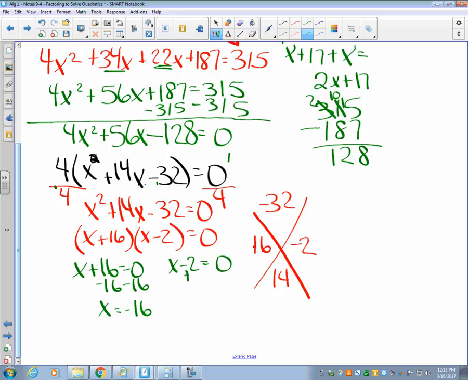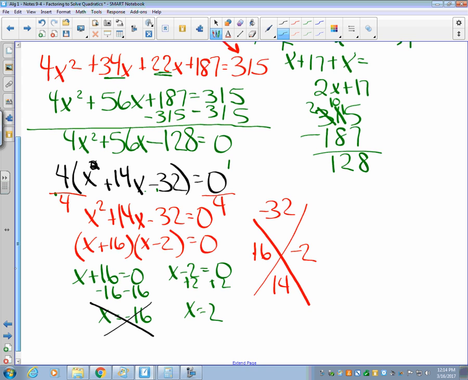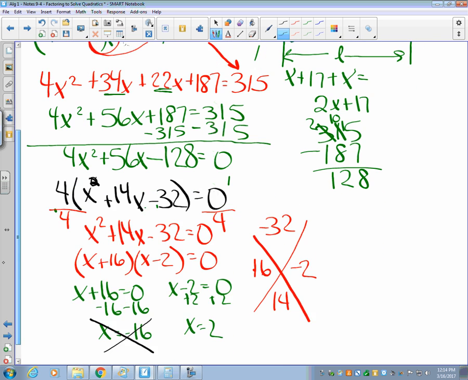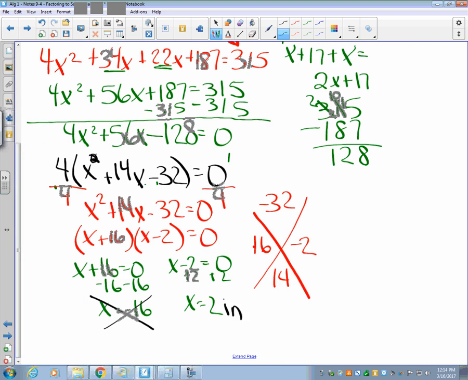The great part of this is one of them doesn't make any sense to the problem. So the problem is asking us, find the outer dimension of the frame. Can my outer dimension be negative 16? No, so this one doesn't make sense to the problem. So let me find my units. We are in inches. So our outer dimension is 2 inches.